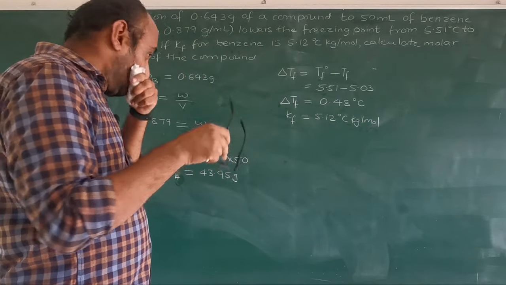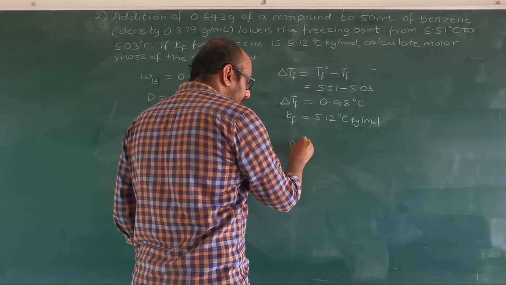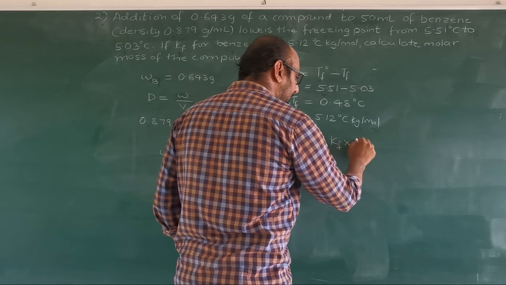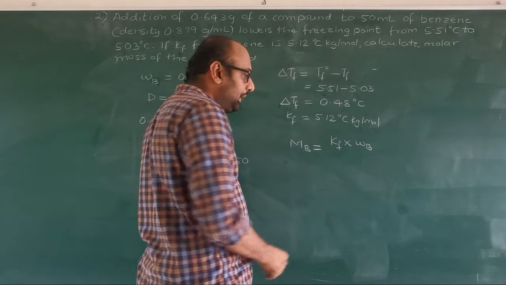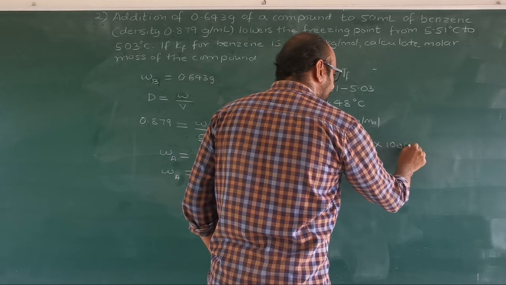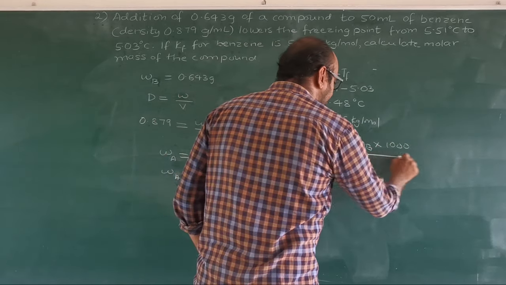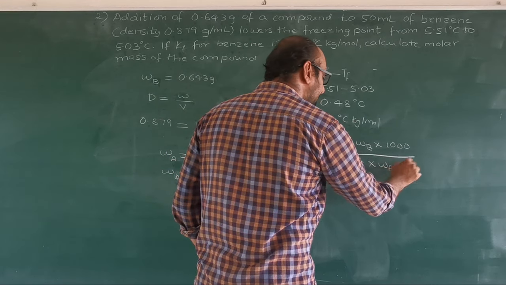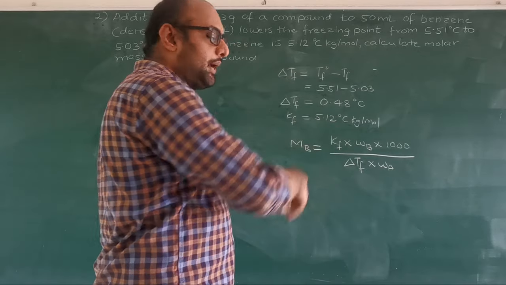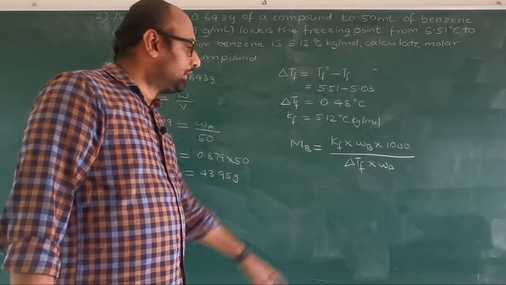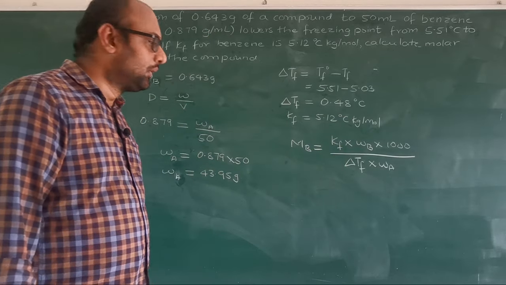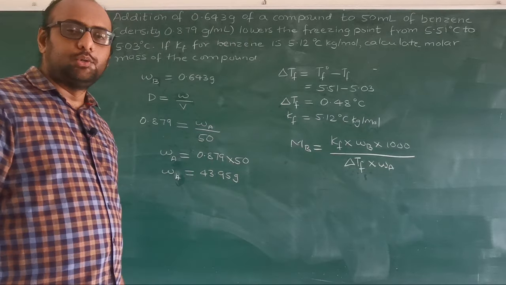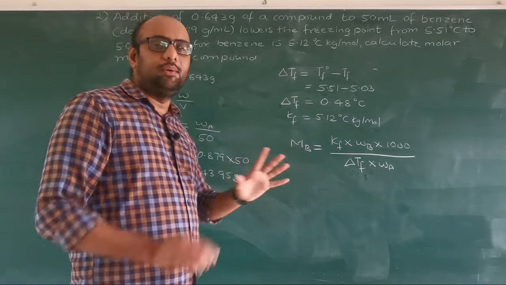Now, you know the formula for the calculation of molecular mass of the solute, MB, it is equal to Kf multiplied by mass of solute WB into 1000 divided by depression in freezing point delta TF multiplied by mass of solvent WA. Now you know all the values. Kf is given, WB is given. Delta TF you calculated here, WA you calculated here using density and volume. So you can calculate MB very easily.